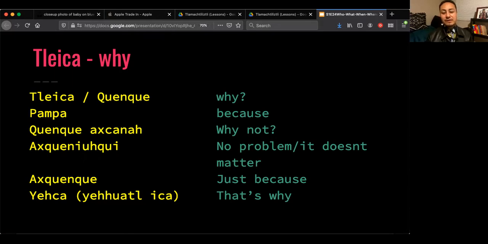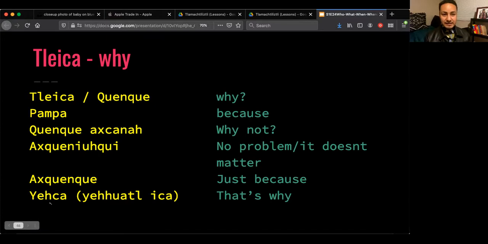It would be this phrase, ashkenihki. Like, it doesn't matter. No importa. We don't care. It's fine. Ashkenihki. No problem. That's how you could say something like that. And if you want to say just because, ashkenke. Now, that one doesn't really make sense to me because you're literally saying, like, not why. But there's phrases in a lot of languages that don't make sense. So if you want to say just because, you would say ashkenke.